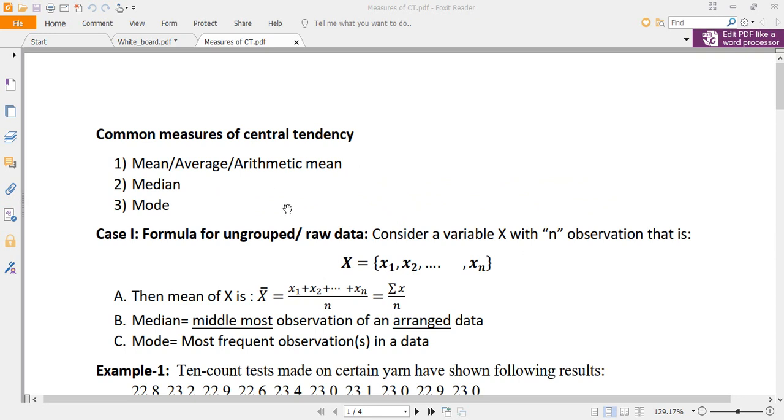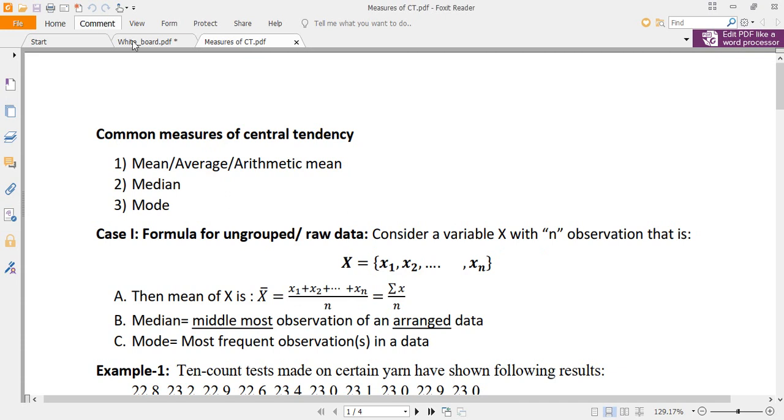In this lecture I will show how to compute common measures of central tendency like mean, median and mode. So we consider raw data, sample data. What is mean? We know that mean is also called the average. Average is just the sum of all values divided by the total number of observations.